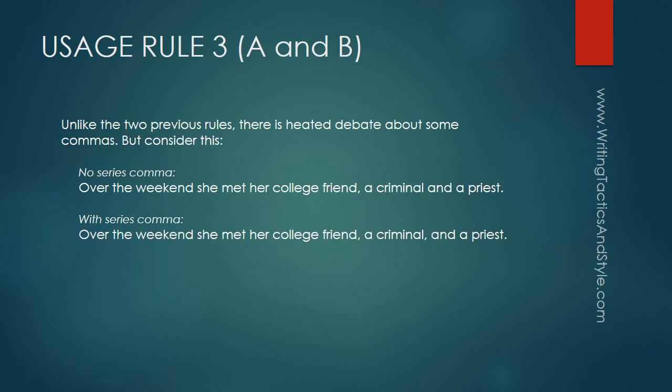On the first one, over the weekend she met her college friend, a criminal and a priest. That might mean that she met 3 people, or it might mean that her college friend is a criminal and a priest, because those last 2 nouns would be modifiers of friend. In the second example, with a comma, there's no confusion there.